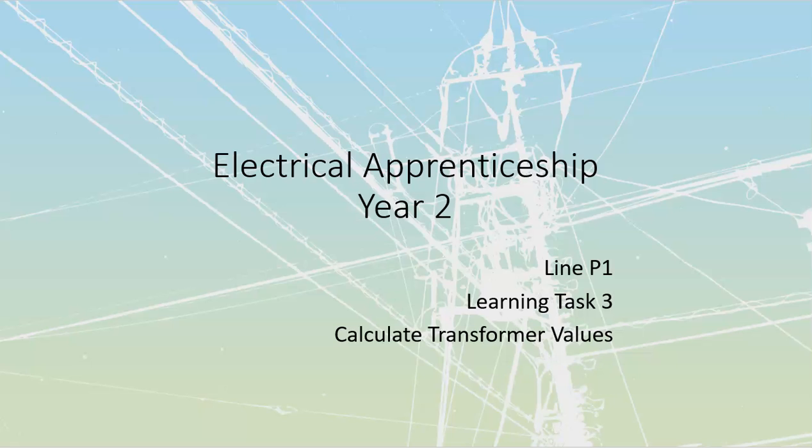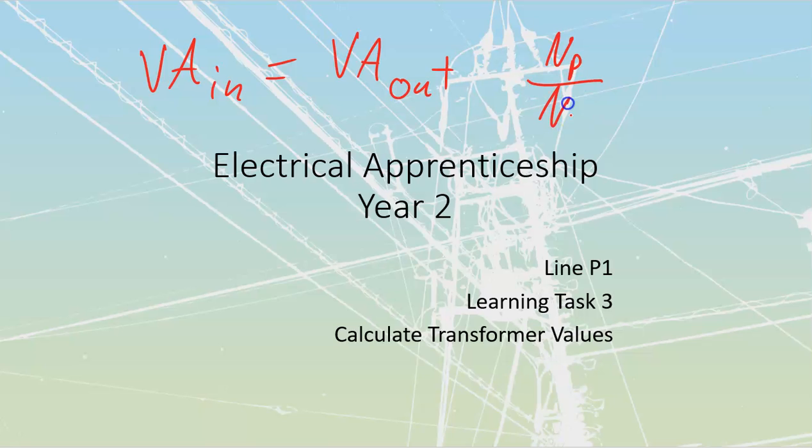We're taking a look at learning test number 3, where we are going to calculate a bunch of transformer values. And we're going to use those ratios that we were given before. This is going to be our super important one: VA in is equal to my VA out. And then we're also going to use NP over NS is equal to VP over VS is equal to IS, the current is flipped, over IP over here.